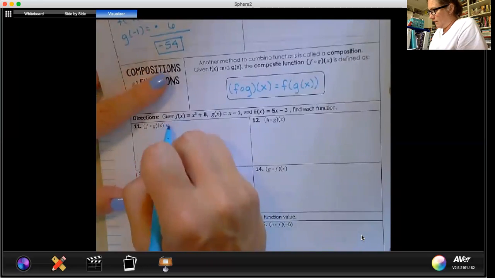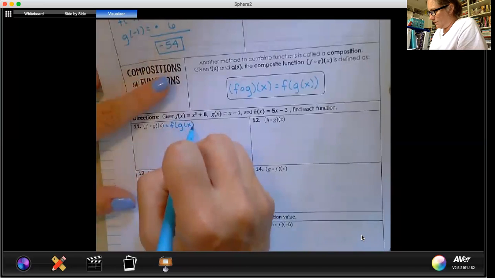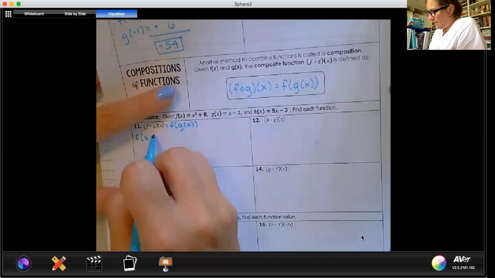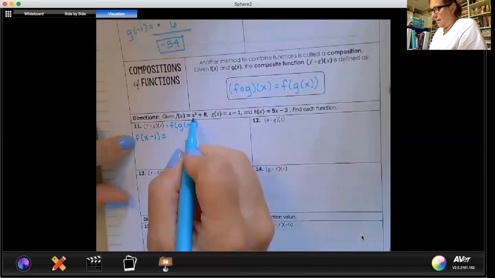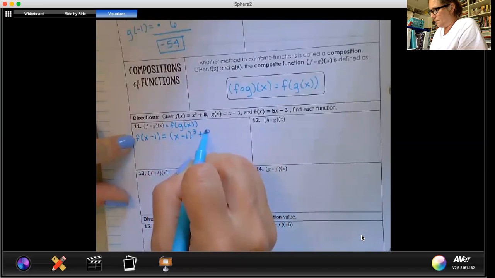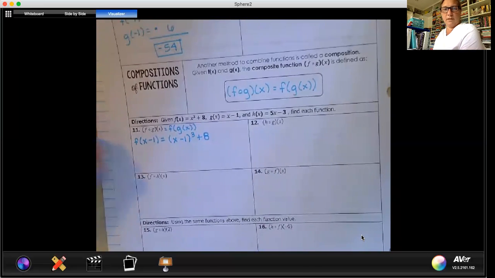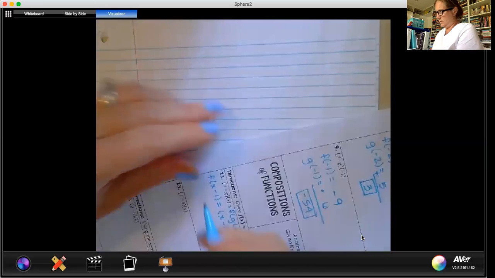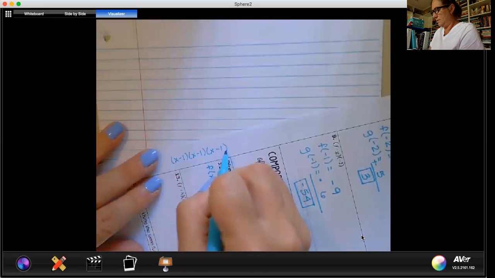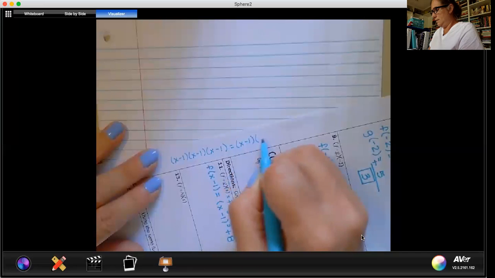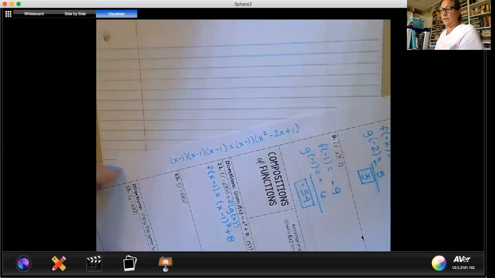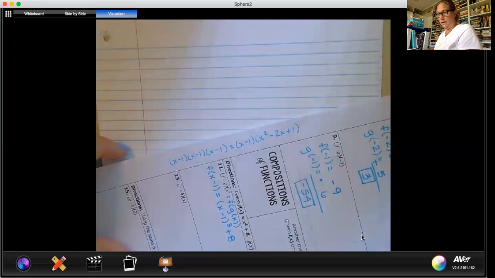So for number 11, I always write it this way. Leave the letter on the outside, put the value on the inside, then go to the outside equation, and where you see an x, you replace it with what's in your parentheses. Now, x minus 1 cubed. That's x minus 1 times x minus 1 times x minus 1, which is x minus 1 times x squared minus 2x plus 1. And then you would do plus 8 to all of that.